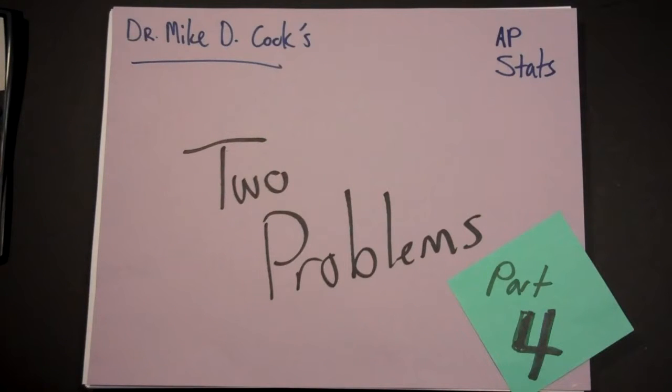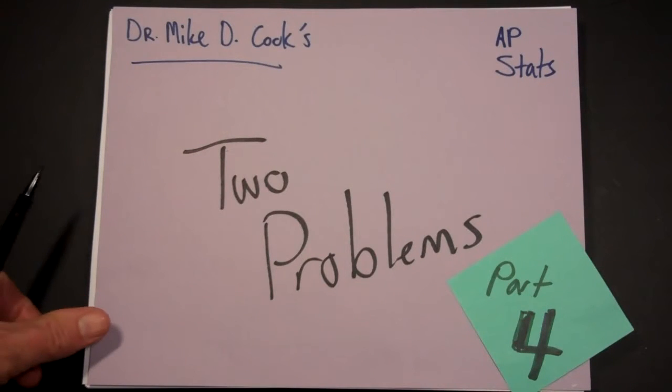So this is the fourth in a series of videos on two problems. The third video you might have skipped if you knew how to read a standard normal table. And what we're doing here is looking at two problems and seeing how they're related and how they're different.